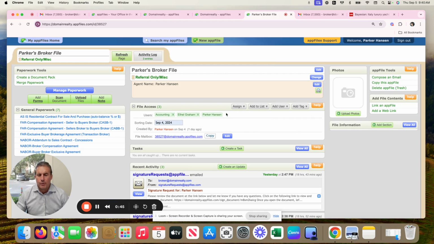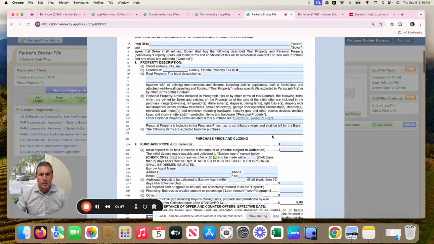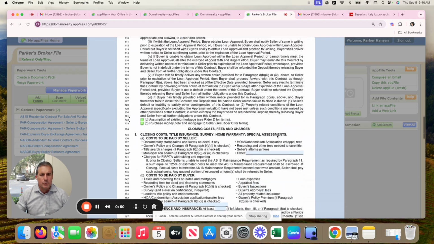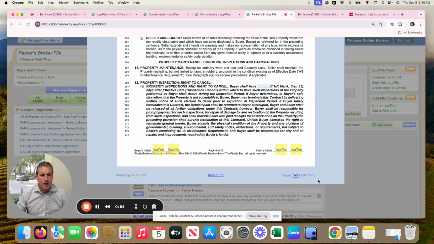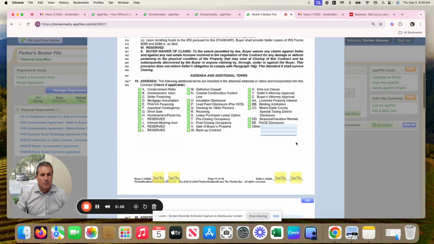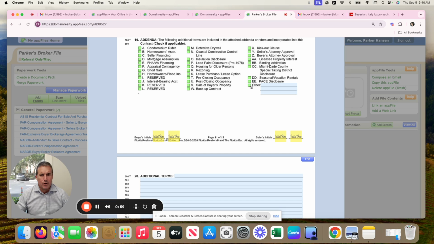What you can also do, if I pull up a FAR contract here, at the very bottom, and NABOR has the same thing as well, there's a space in here where you can put other, and you can put see attached compensation agreements, something to that effect. And so it's really more of a matter of disclosure.